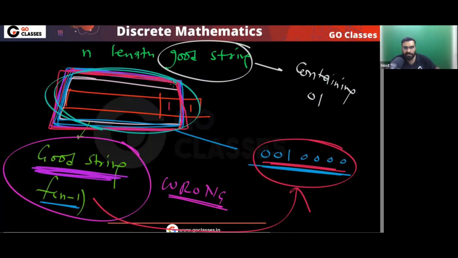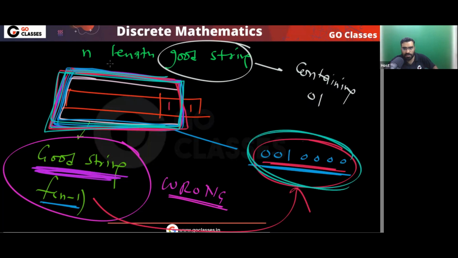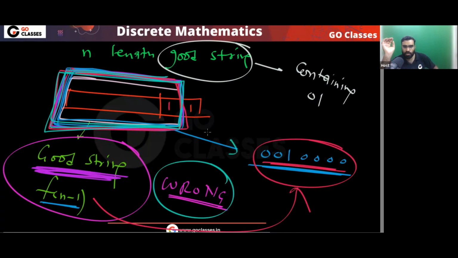Because this area is ending with 1. But you are counting this, so that is wrong. Did you understand this point, that this is also wrong? You are counting this string in this area, but this string cannot go in this area, because this area is ending with 1.